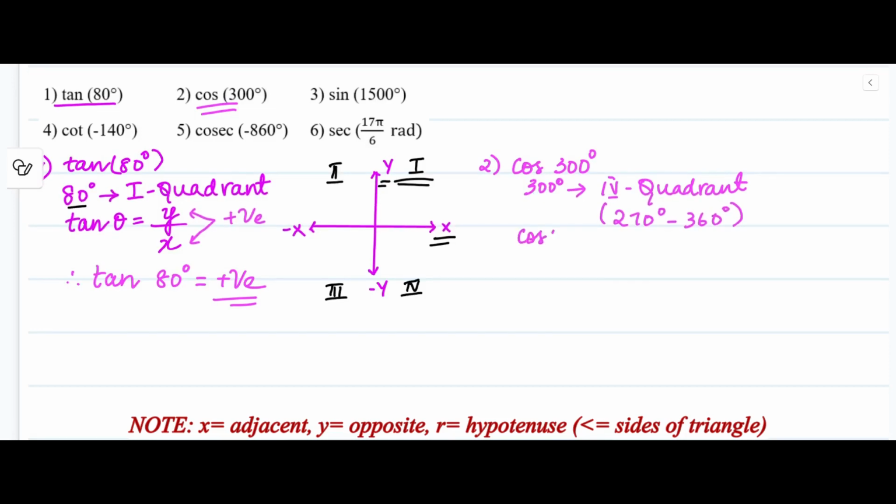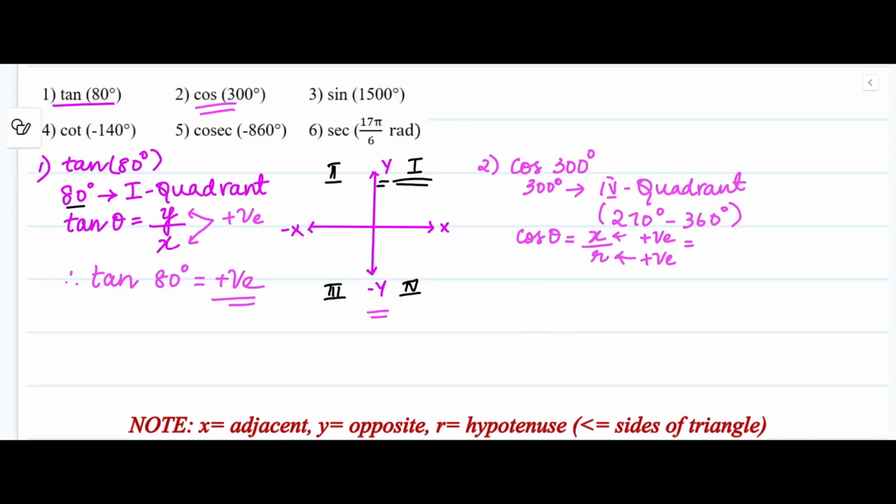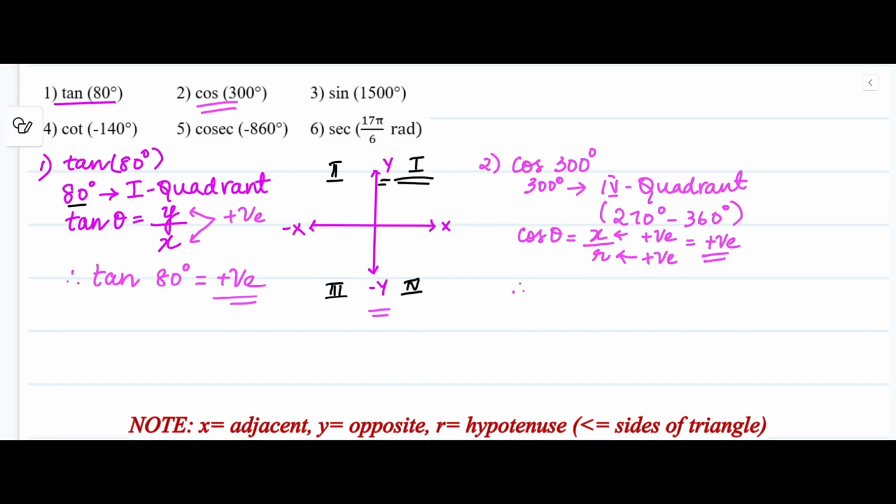The definition of cos theta is x divided by r. R is always a positive integer because it is the length of the hypotenuse. Next, we have to see x coordinate value. In the fourth quadrant, we have negative y-axis and positive x-axis. So, therefore, the value of x coordinate, we will get positive. Positive value divided by positive value, we will get positive value. Therefore, cos 300 will be positive.